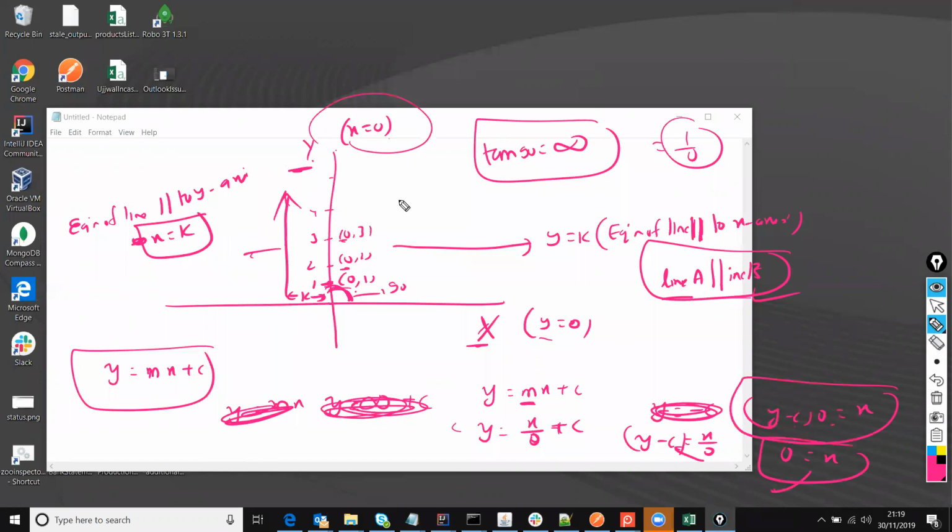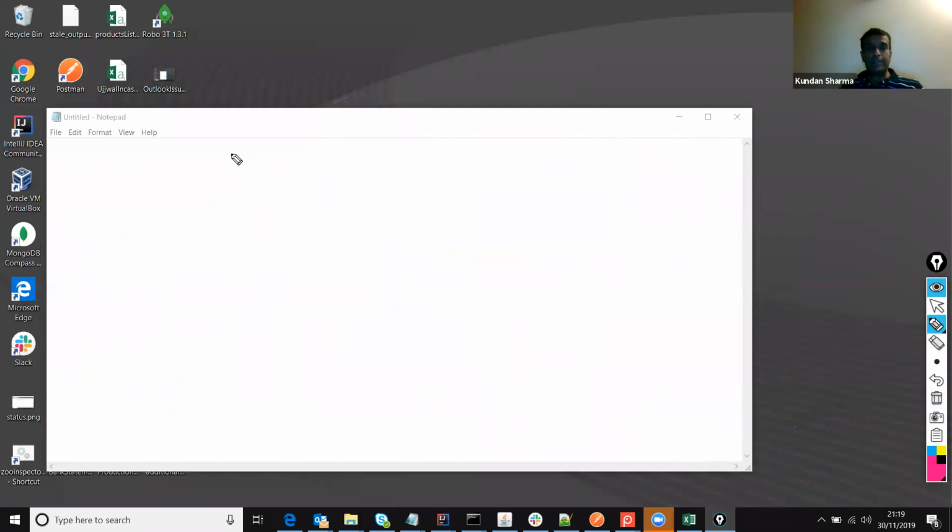Yes. So we know how to find the equation of the y-axis. We also saw how to find the equation of the x-axis. We also saw how to find the equation of a line which is parallel to the x-axis. We also saw how to find the equation of a line which is parallel to the y-axis. Clear? Yes. Okay. Now there is one more form which is called the intercept form.